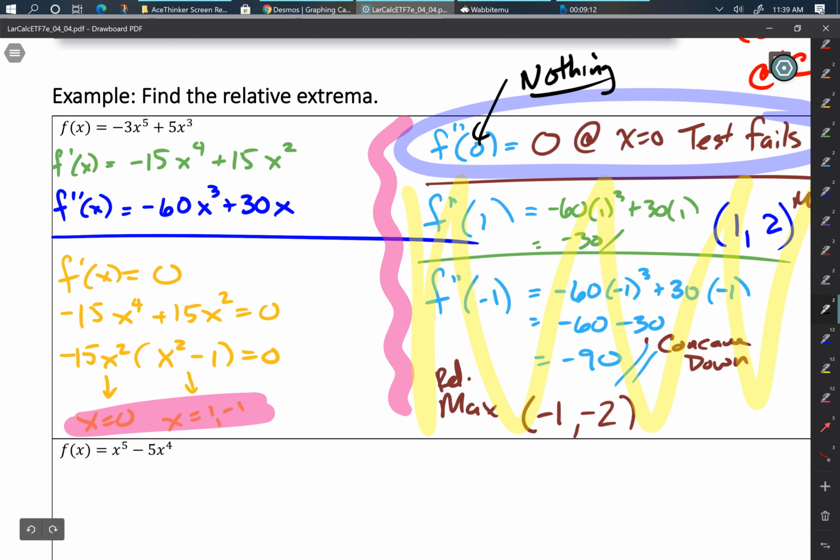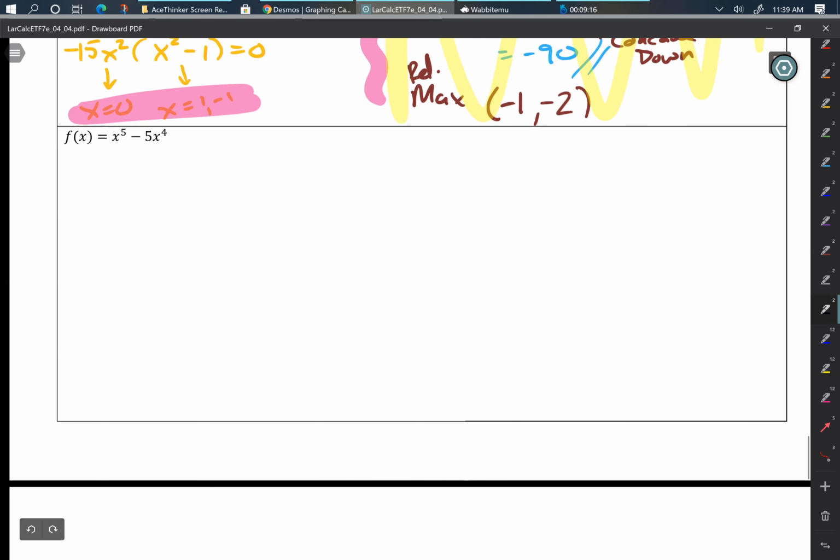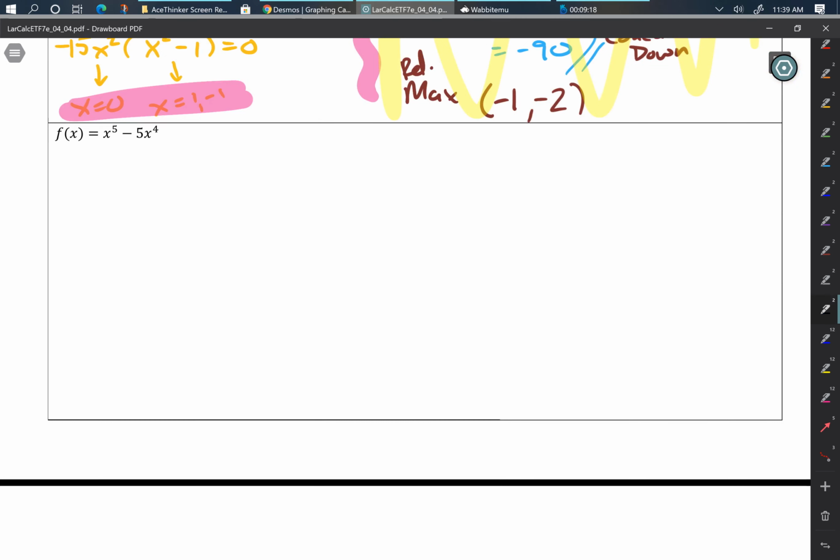It is neither a maximum nor a minimum. All right, another example, same thing. My job is to find extrema. I'm going to run a little quicker on this one because I know what I'm doing a little bit here. F prime is 5x to the 4th minus 20x cubed.